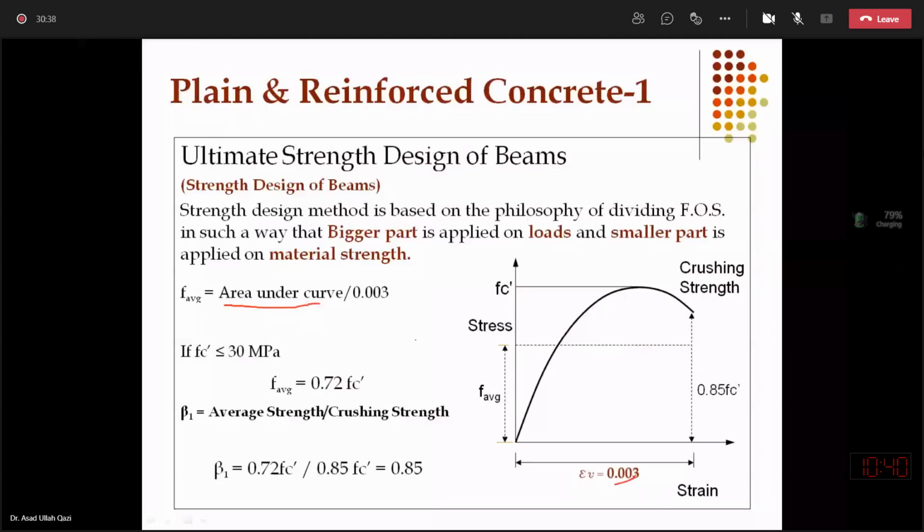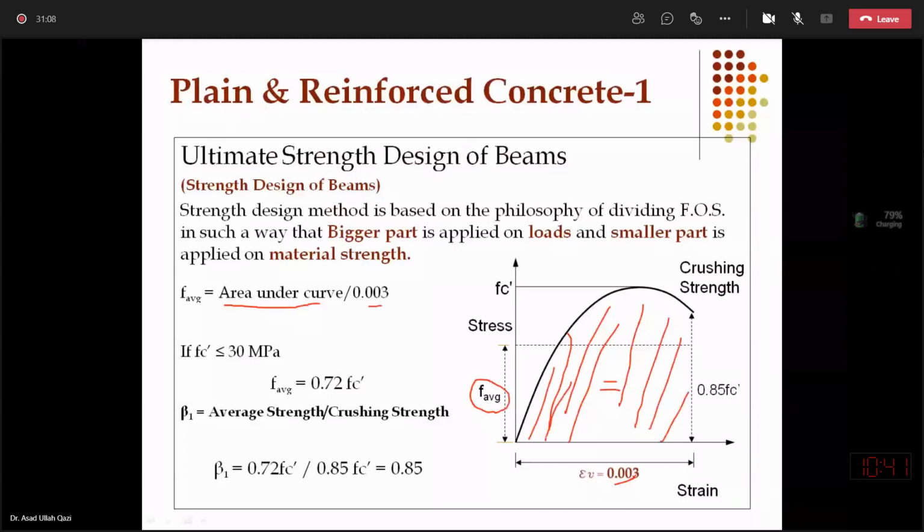Once I divide that area by this abscissa, I will get the ordinate, and that ordinate will be the average stress, which is exactly equal to the actual stress under the curve. So actual was this.